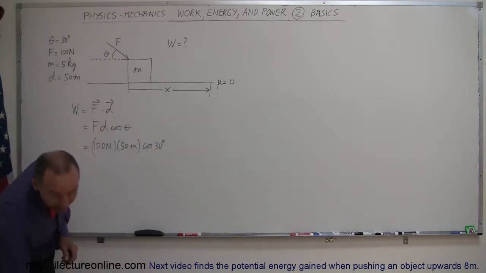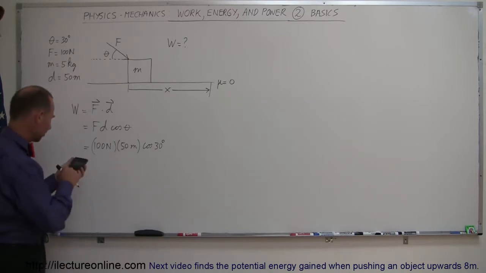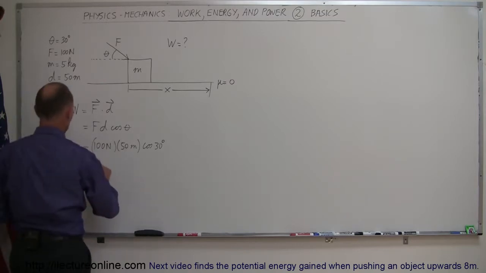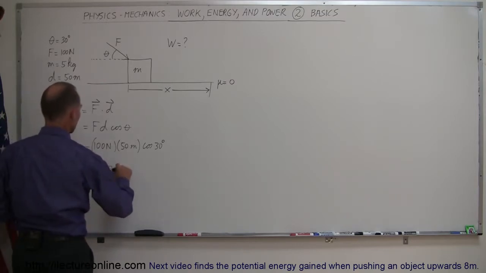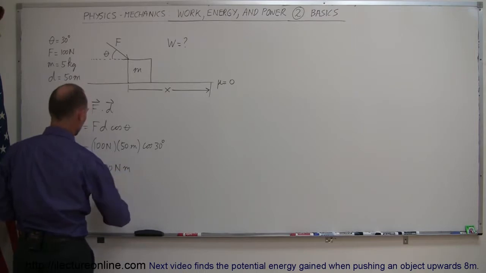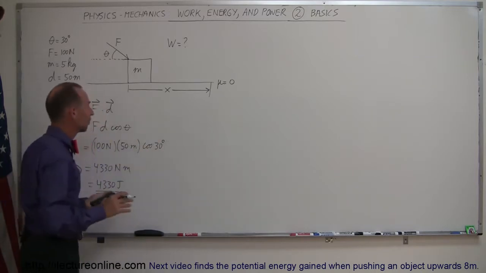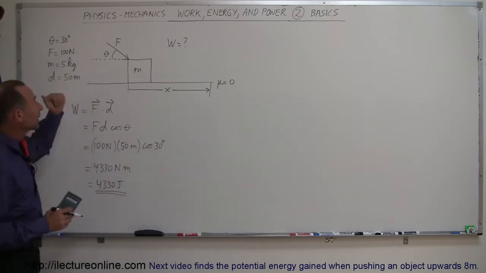And then with a calculator, let's find out how much that is. So that would be 5,000 times the cosine of 30 equals 4,330 Newton meters. And remember, a Newton meter is a joule, so this is 4,330 joules. That's the work done moving that box 50 meters like that.